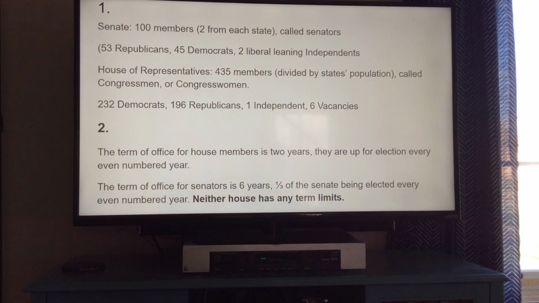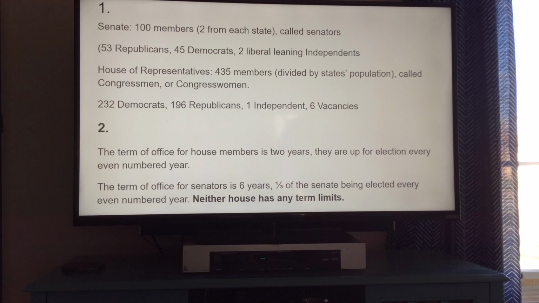Like I said, we have two houses of Congress, and here's stuff that you're going to want to know. So we have the Senate. How many members are in the Senate? There are 100 members of the Senate. Why are there 100? Did they just pick that number because it's a nice round number? No. There are 2 senators from each state. There are 50 states. 50 times 2 is 100.